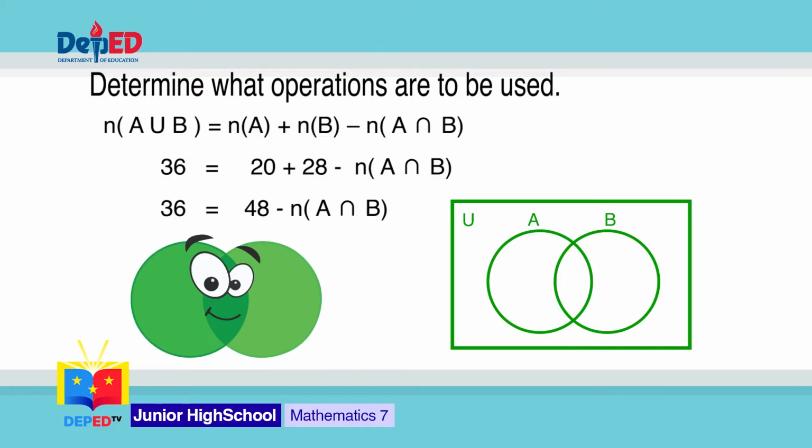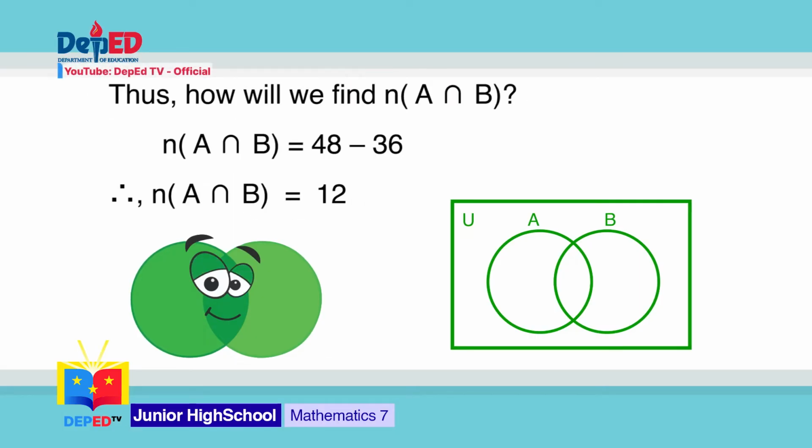Next thing we're going to do is to plug in the values we have identified in the first step in the equation above. Thus, we substitute 36 for n of A union B and equate it to the sum of the cardinality of sets A and B, then just bring down the subtrahend n of A intersection B, since it is what we are trying to solve in this problem. We need to find what number must be subtracted to 48 to get a difference of 36. This is the same as equating n of A intersection B to the difference of 48 and 36.